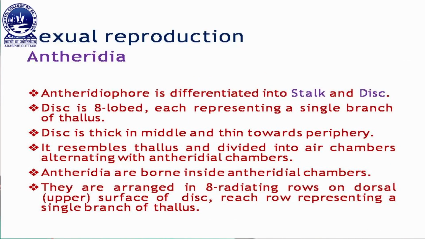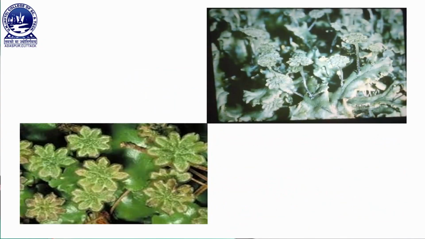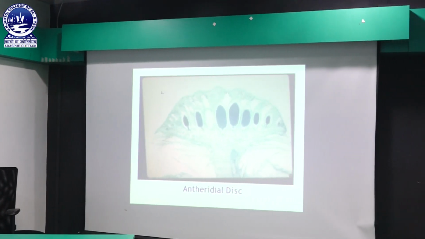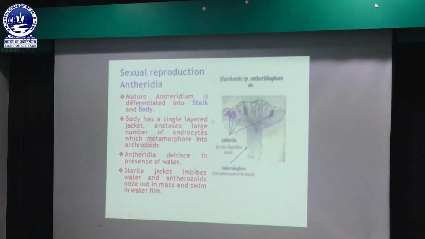Antheridiophores are differentiated into a stalk and a disc. The disc is eight-lobed, representing a single branch of the thallus. It resembles the thallus and is divided into air chambers alternating with antheridial chambers. Antheridia are borne inside the antheridial chambers, arranged in eight rows on the dorsal surface of the thallus. These are the antheridiophores, stalked bodies. This is the structure of the antheridial disc, and these are the antheridia present inside each antheridial chamber.